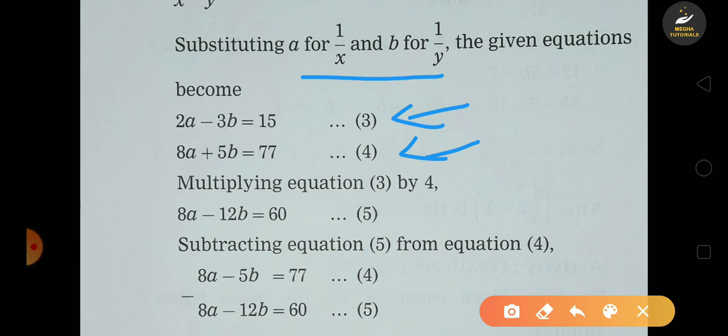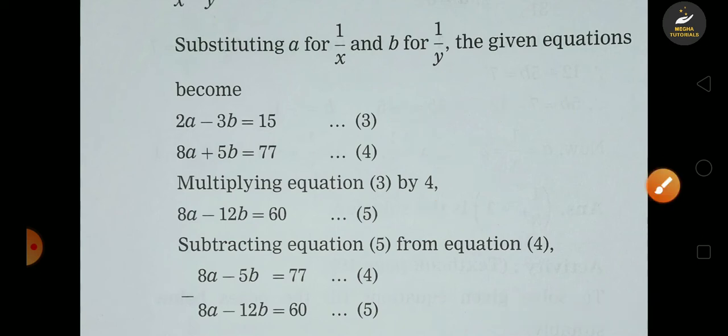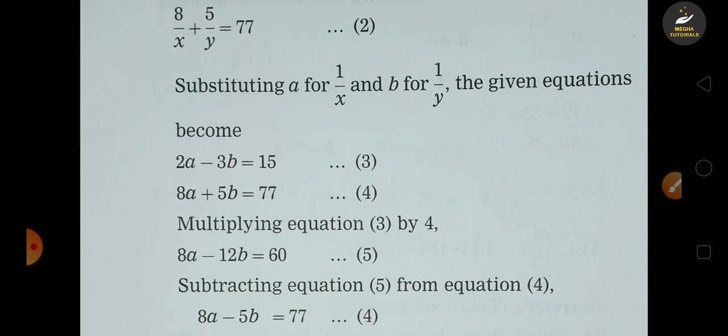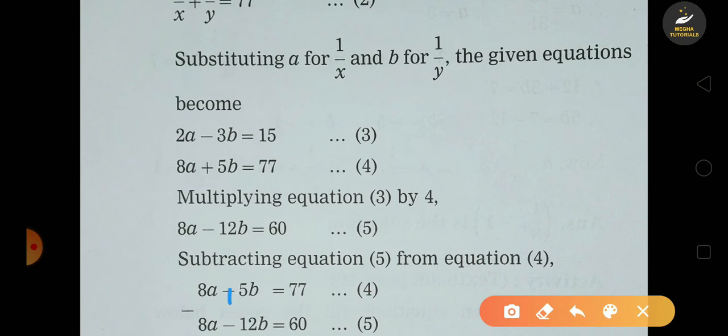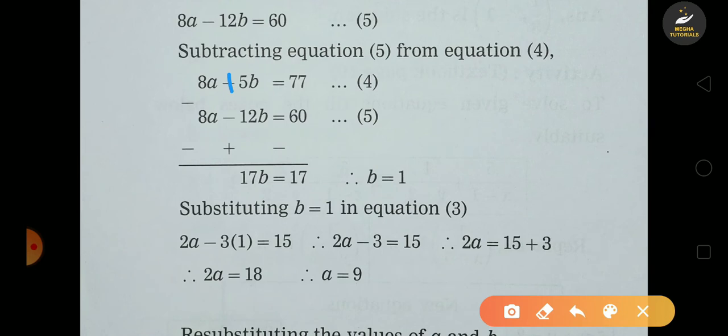So to get the same coefficient we will multiply equation 3 by 4. So we will get a new equation, that is equation 5, 8a minus 12b is equal to 60. Now subtract equation 5 from equation 4. So 8a plus 5b is equal to 77, equation 4, minus 8a minus 12b is equal to 60, equation 5. It was a mistake earlier, it is plus 5b. Check this part.